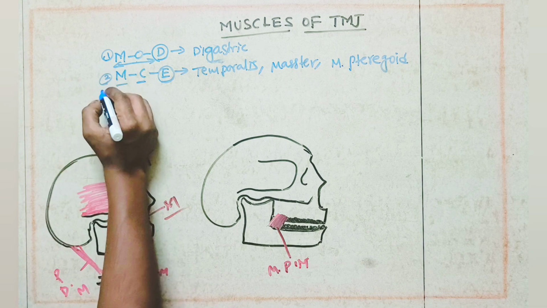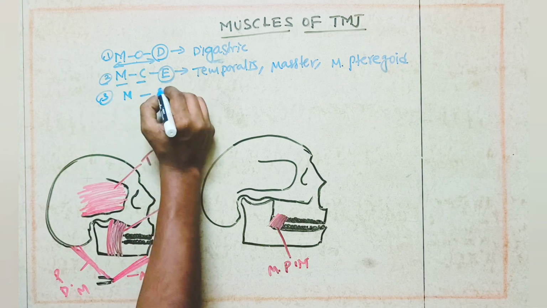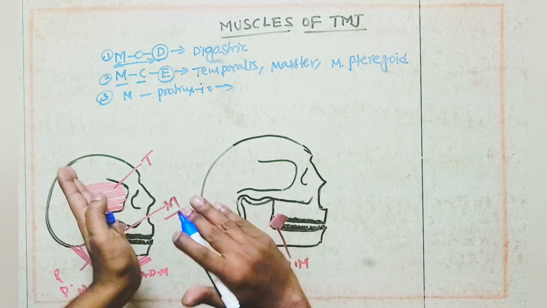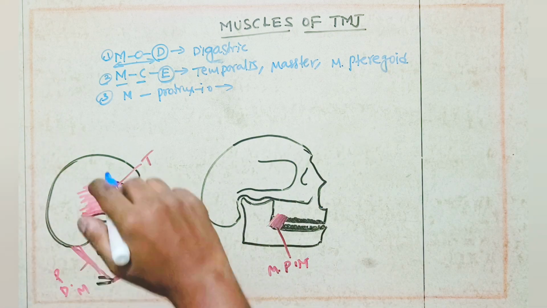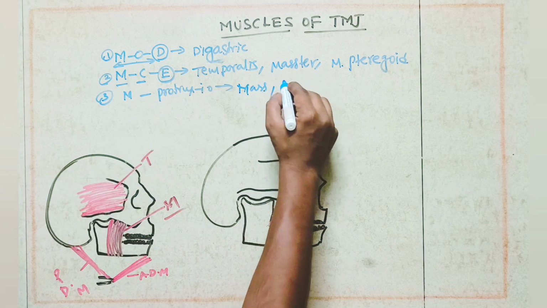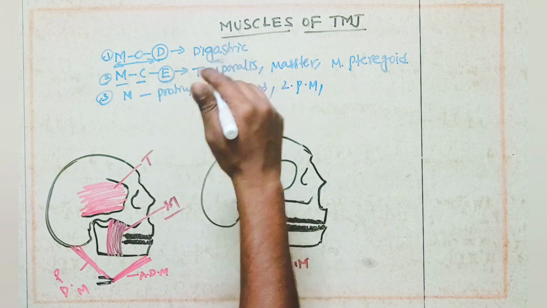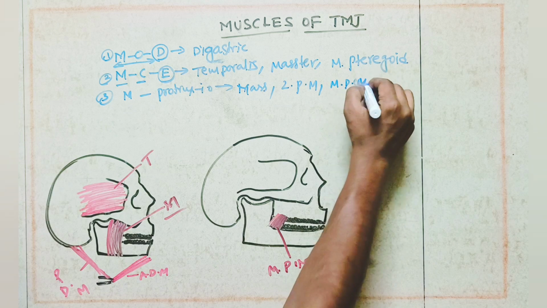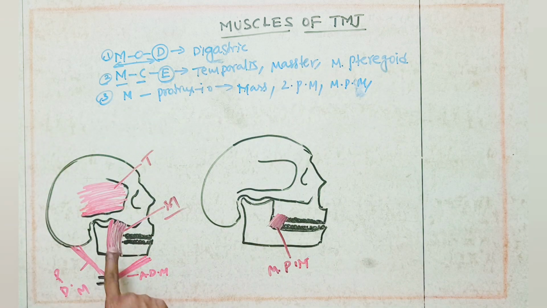And if we see the third movement, that is mandibular protrusion. The mandibular protrusion is going to happen through the bilateral action, bilateral means both sides, of the masseter muscle, and at the same time the lateral pterygoid muscle and medial pterygoid muscle. This is the masseter muscle, this is the medial pterygoid muscle.